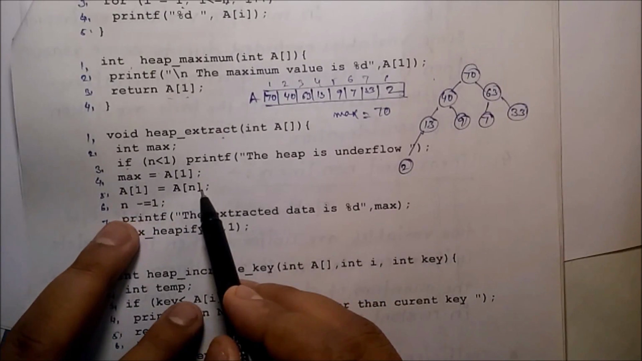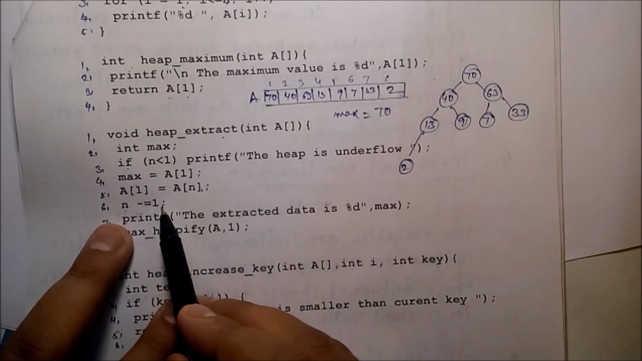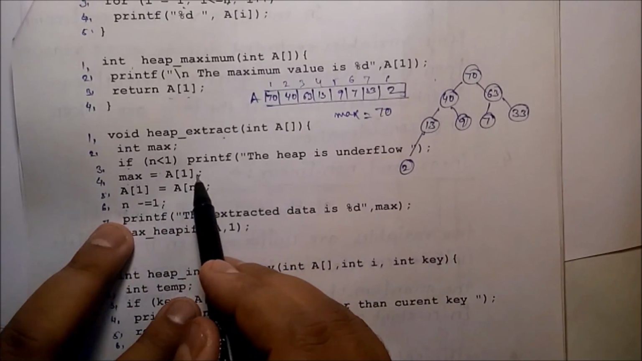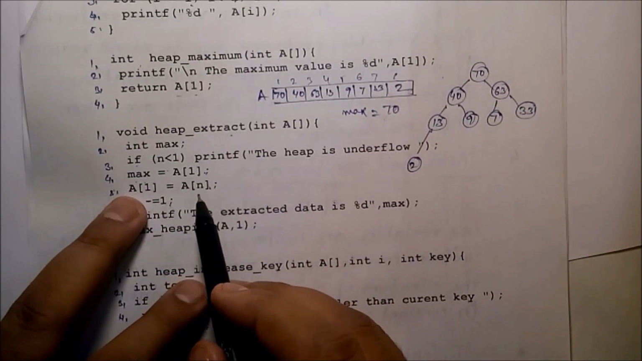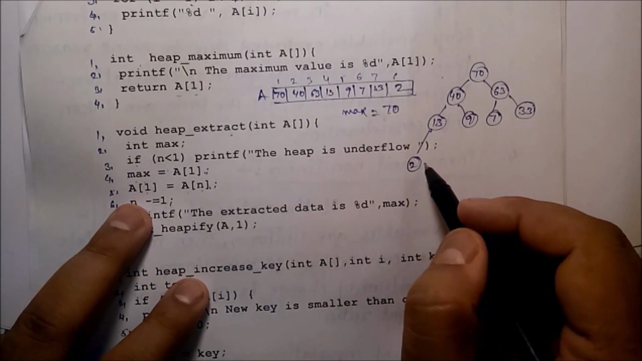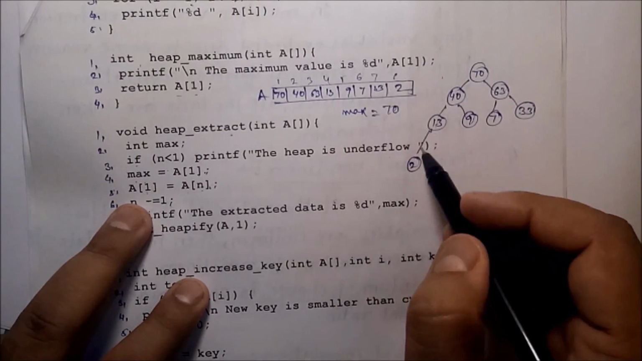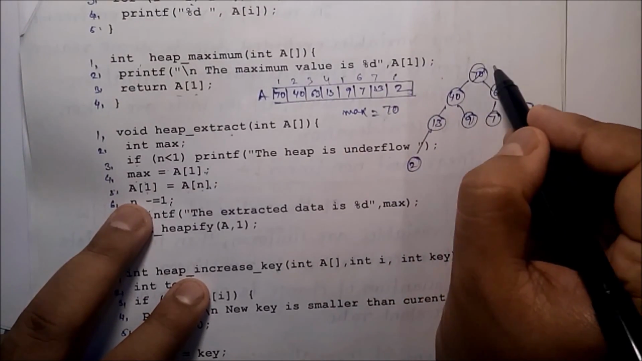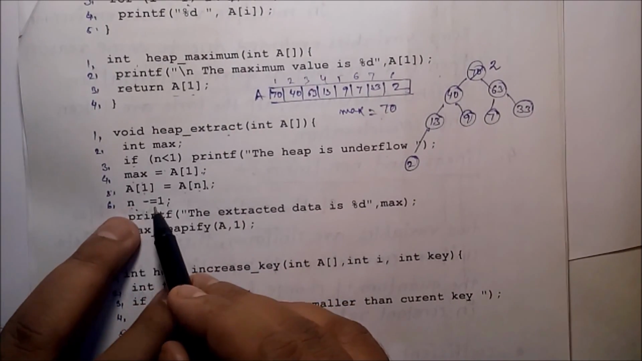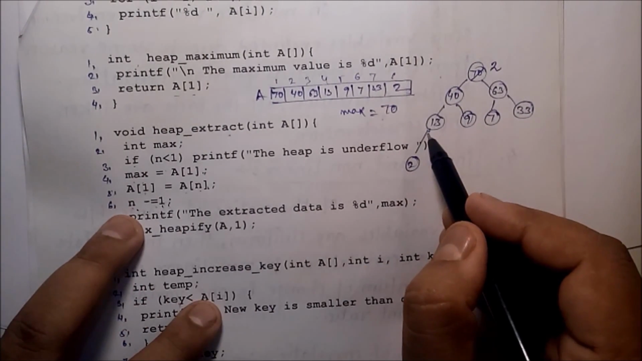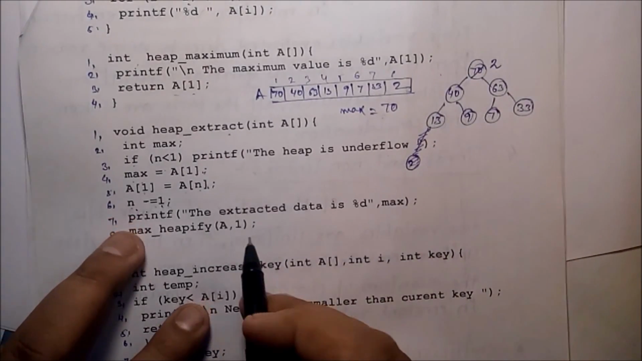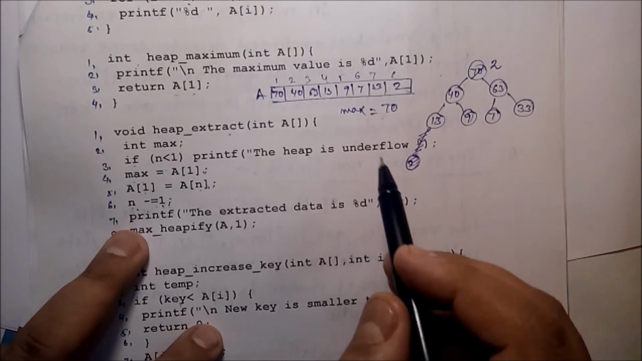Now reduce the heap size. A1 max is equal to A1, so the max value is 70. Then transfer the AN value to A1. What is the AN value? AN is the 8th element, which is 2. So now it is 2. N minus 1 means reduce the heap size. Now this particular portion is not part of the heap. The extracted data is 70.